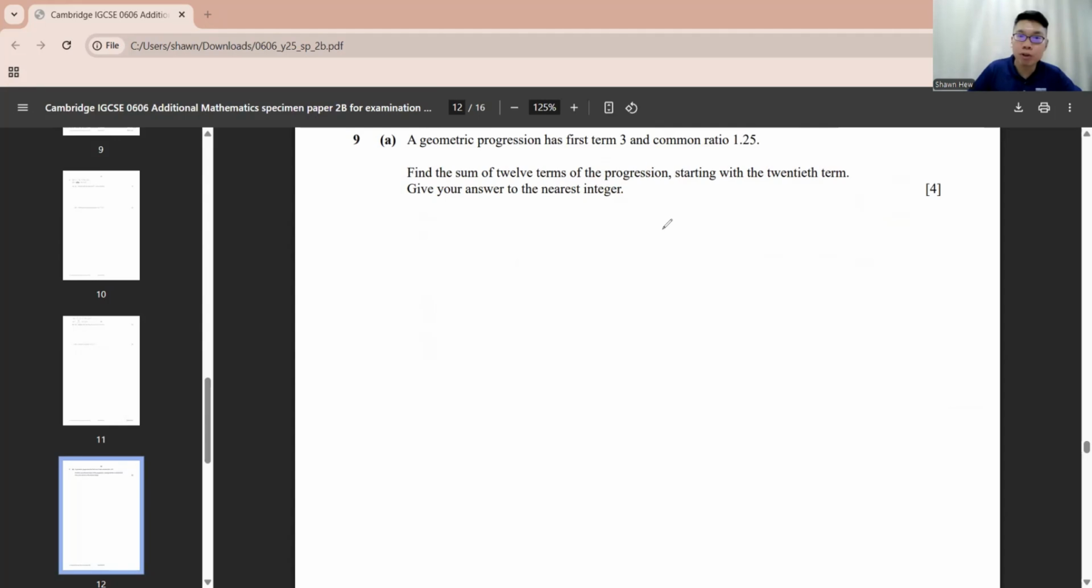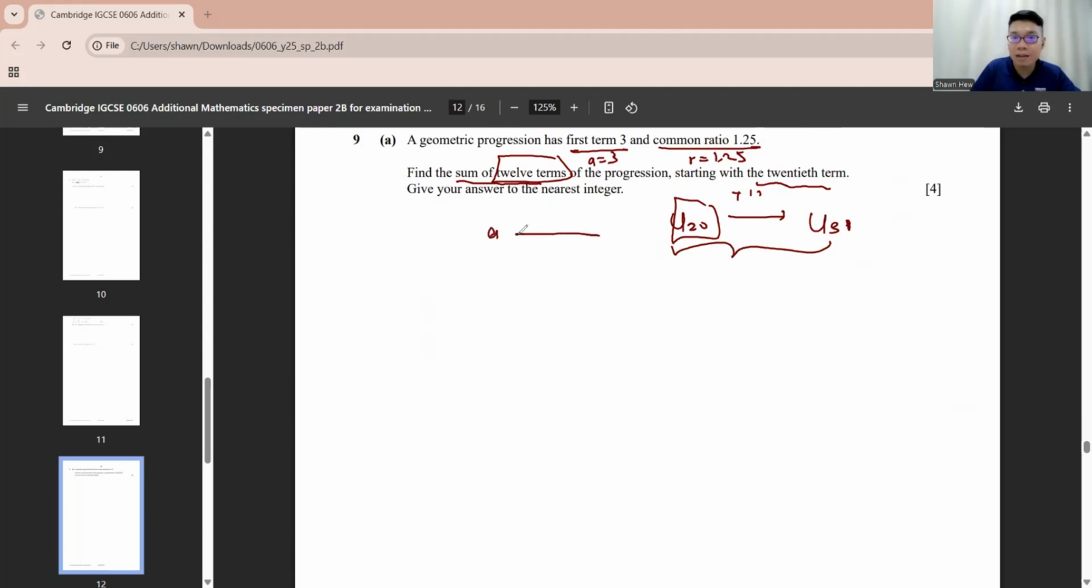We check question 9. A geometric progression has the first term of 3, with a common ratio of this. Find the sum of 12 terms of the progression starting from the 20th term. That means one starts from U20, so this itself is already one of them. So you need another 11 more terms, which means you need until the 31st term. Find the sum, here meaning from A to U19, I don't want. So that's why it's just S31 minus S19. Apply the formula.